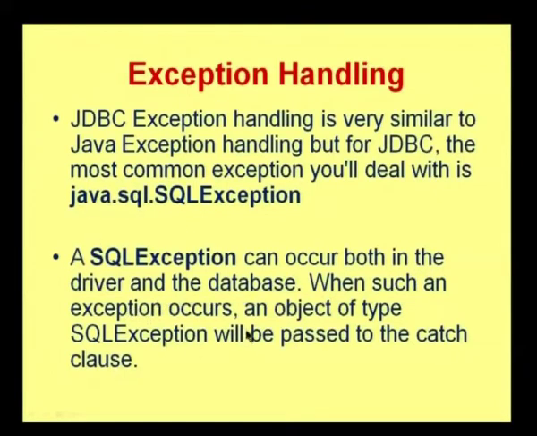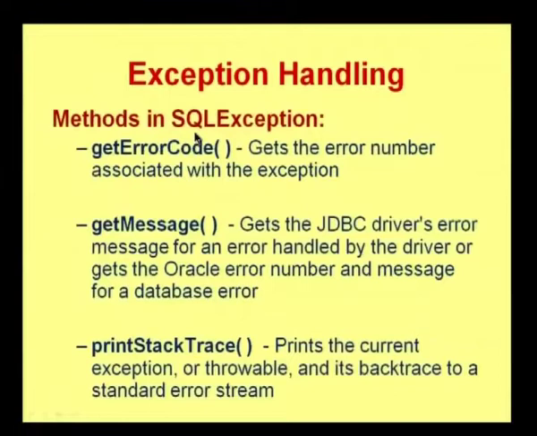When such an exception occurs, an object of type SQLException will be passed to the catch clause. So it means that your catch should catch the SQLException. The common methods that are available in your Exception class are also available in your SQLException class. So you already know getErrorCode. This will get the error number associated with that particular exception. What is the error number of that particular exception?